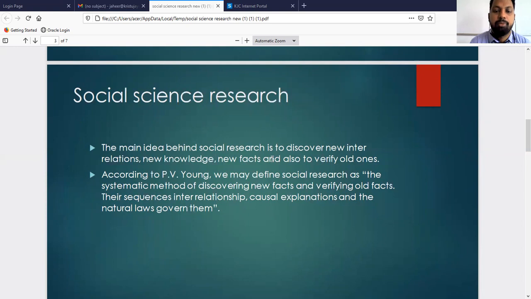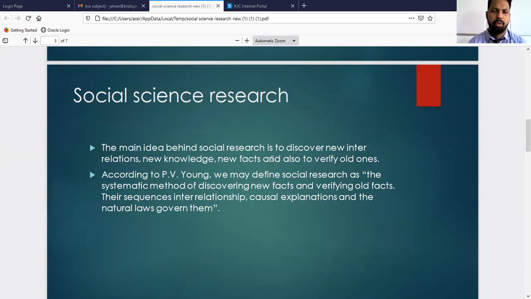The main aim for the social science research is to discover the new facts, which is related to human life, which is related to human behavior, and verifying the old ones. You can take historical research as an example for them. In historical research, it is related to discovering new facts, verifying the old ones also.